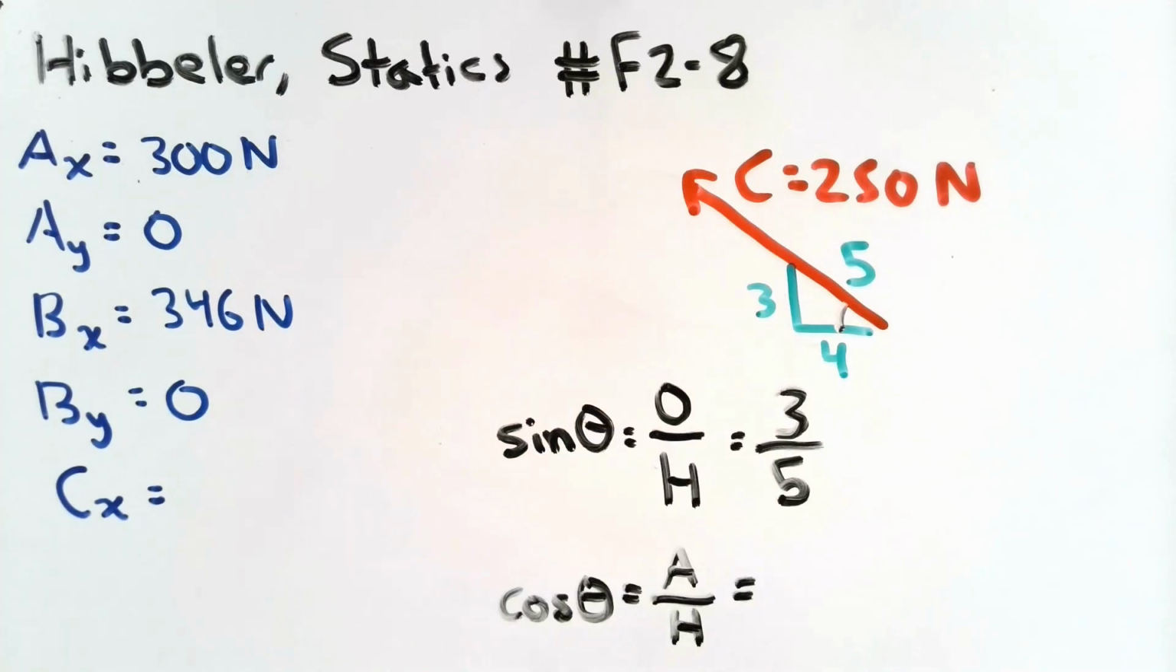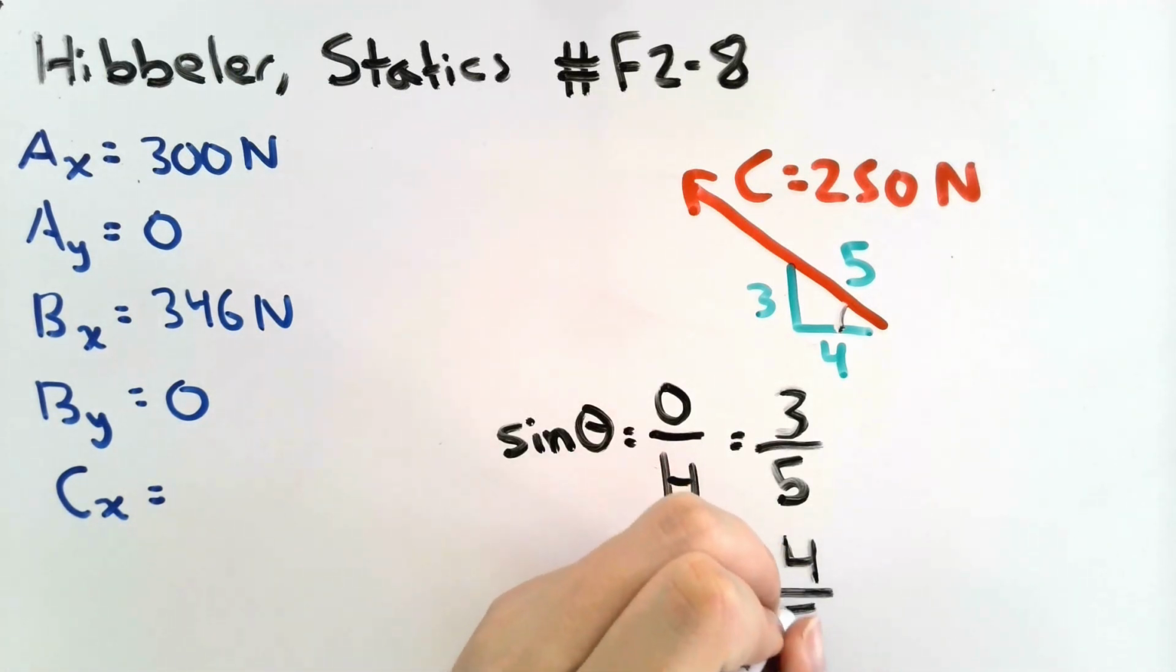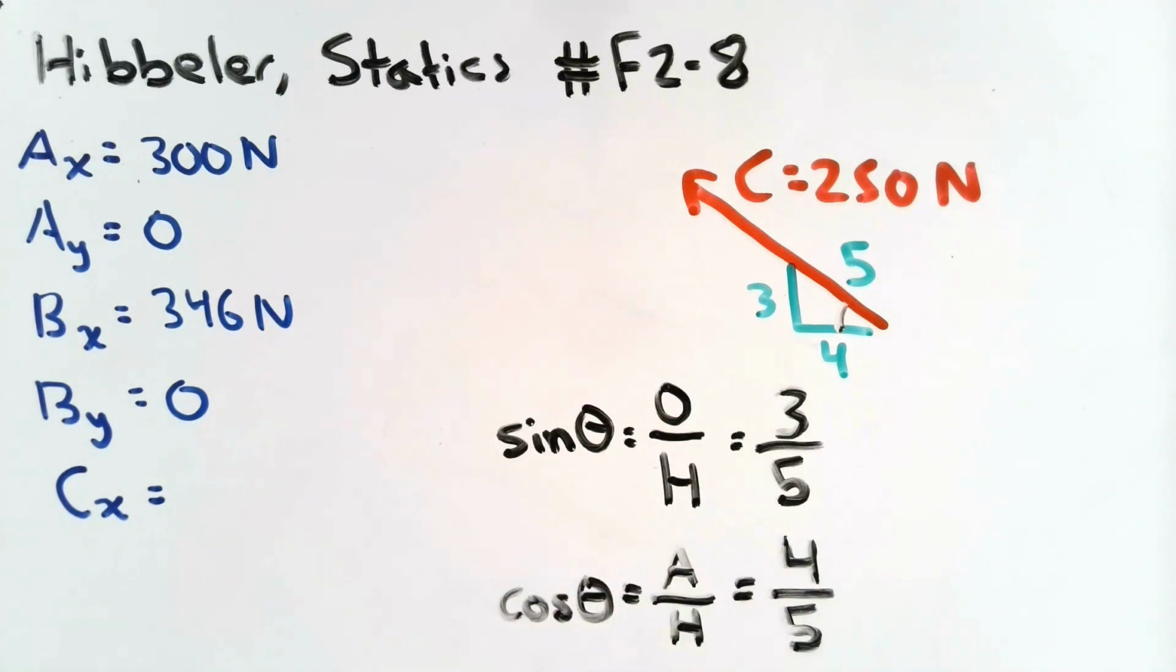Similarly, the cosine of an angle is equal to the adjacent side over the hypotenuse. In this case, the adjacent side would be 4 and the hypotenuse would still be 5. So even though you don't really write down sine and cosine, using slopes to find components is the same as using your sines and your cosines.